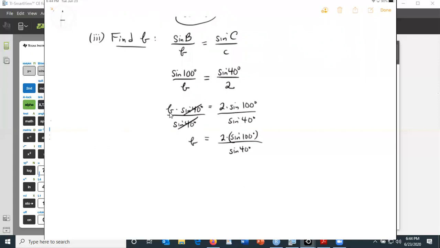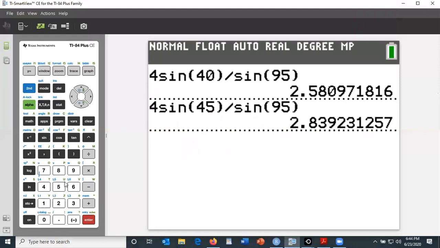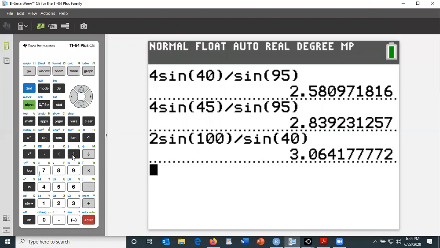All right, and then of course the calculator will crunch those trig numbers for you. So let's do that together. We'd have 2 sine of 100, close the parentheses, divided by the sine of 40. And then you have your answer of, let's say, 3.1.